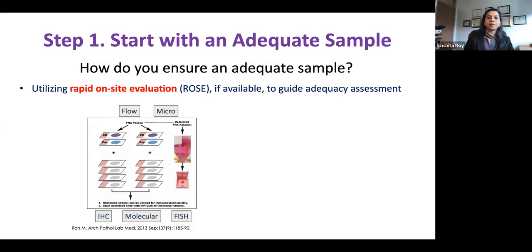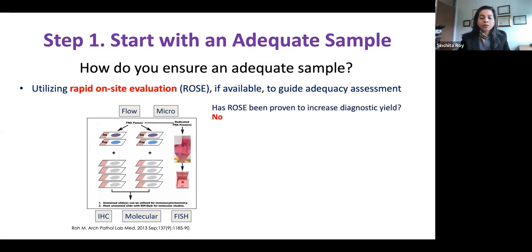So if I see something that makes me think this might be lymphoma, I can send it to flow. If I think this is an infectious process, I can send it to micro. But if I see a lot of tumor and I know that there's going to be a need for molecular studies, I can triage it so that they can collect more into the rinse to make a good cell block, or I can make additional smears, because if I'm going to be testing off smears, I want to make sure I'm collecting adequate tissue. So what is the role of ROSE?